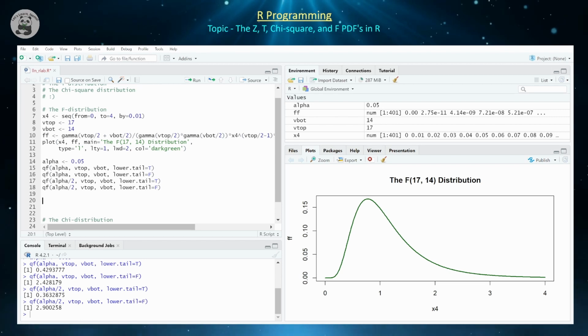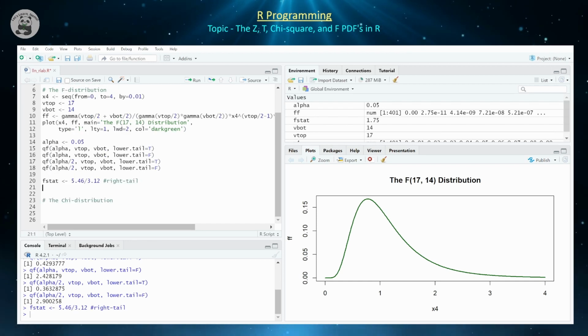So for our F critical value, let's assume that we have an F stat equal to, say, 5.46 divided by 3.12, right? And let's assume that this is a right-tailed test statistic. That means we need to calculate a right-tailed probability. So just like we have pnorm, pt, and pchisq, we're going to be doing pf for probabilities for the F. So we're going to be feeding that the F test statistic.